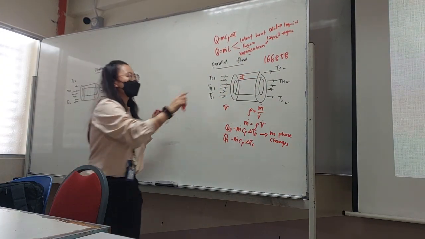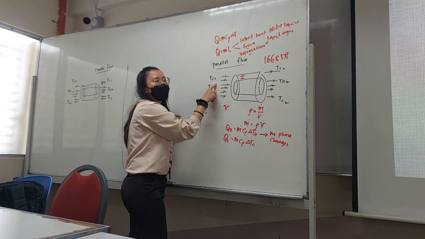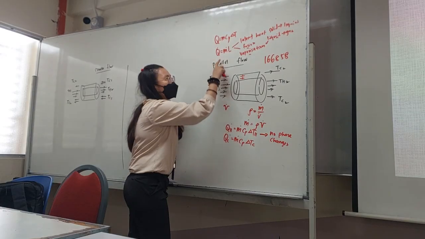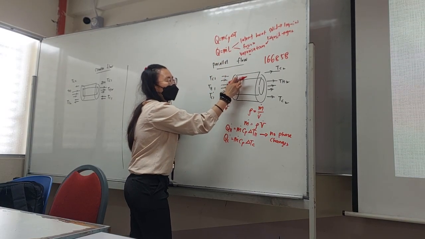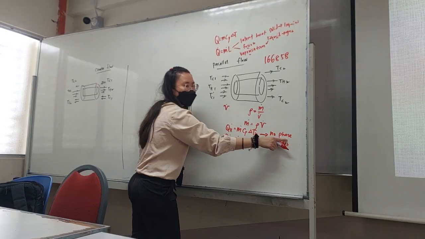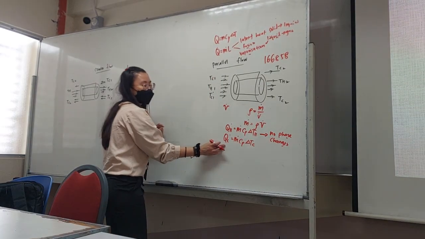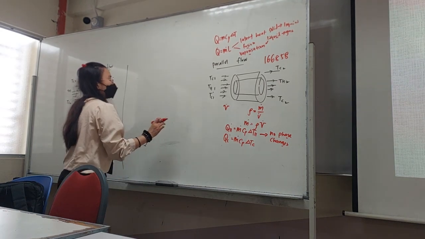If one of the systems here changes phase along with the change in temperature, you use Q equals m L. The one that remains in its own phase, remaining in the same phase, we will use Q equals m Cp delta T. Similar concept here.